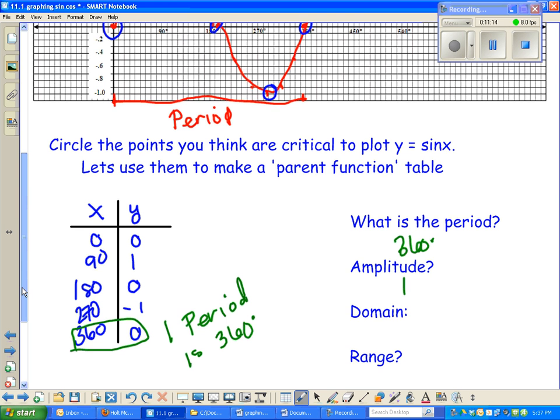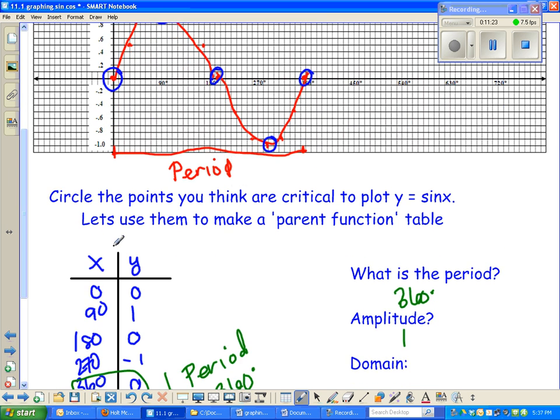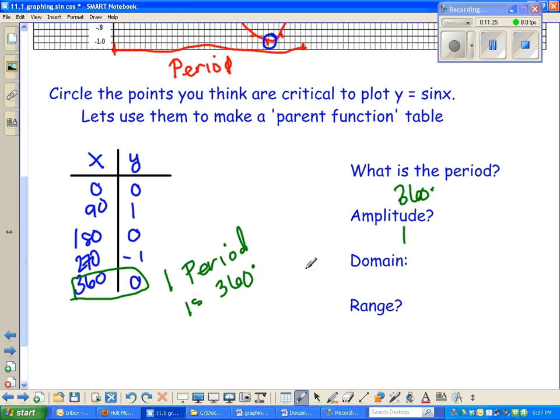The domain. Domain is all the x values you can put in. We can put in any degree that we think of. We can move along the x-axis as much as we'd like. So the domain here is all real numbers.